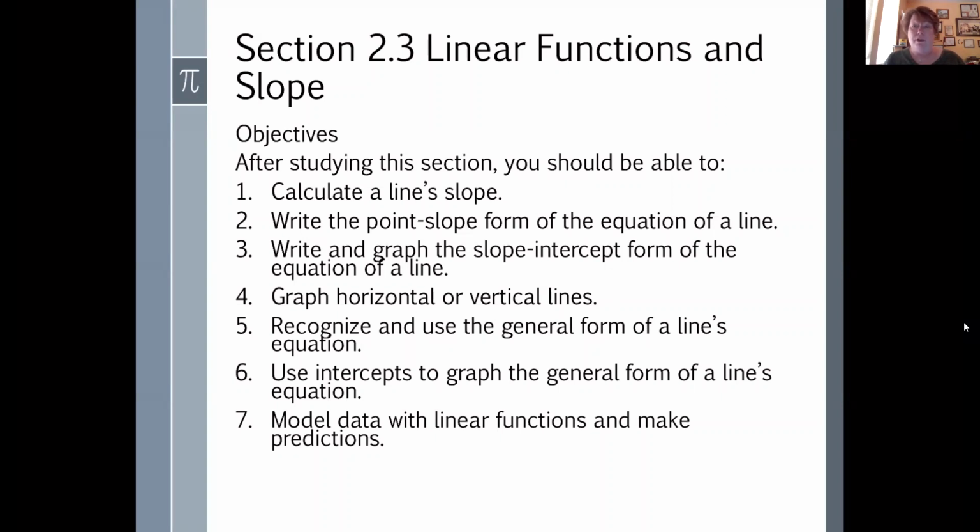4. Graph horizontal and vertical lines. 5. Recognize and use the general form of a line's equation. 6. Use intercepts to graph the general form of a line's equation. And 7. Model data with linear functions and make predictions.